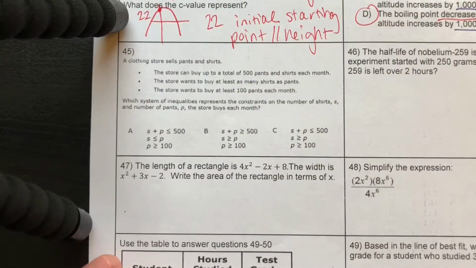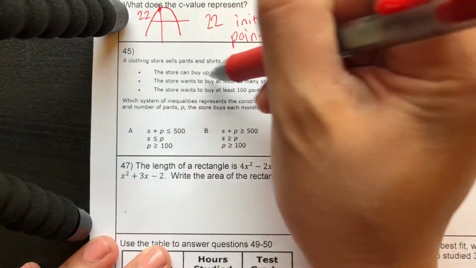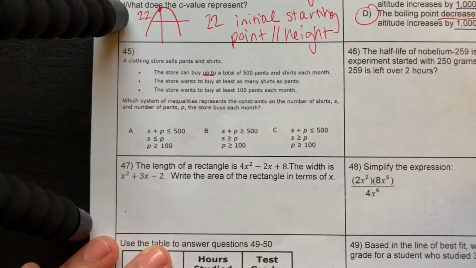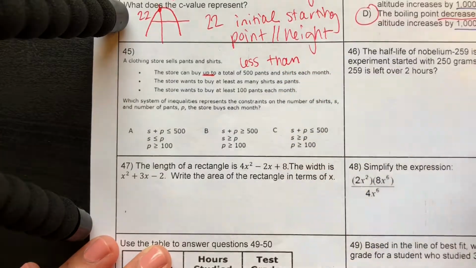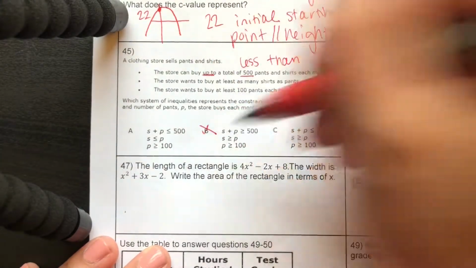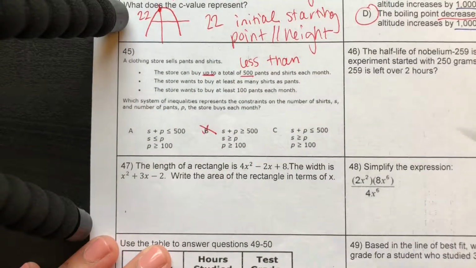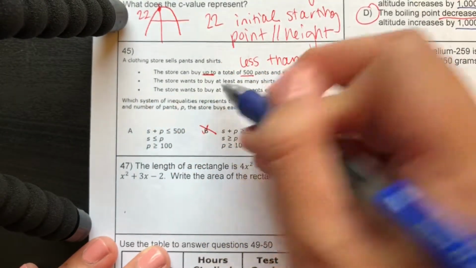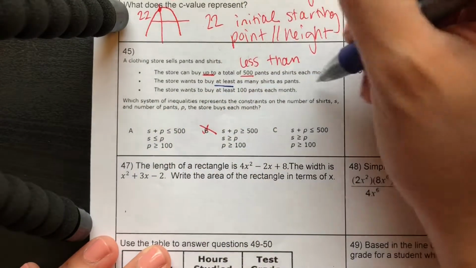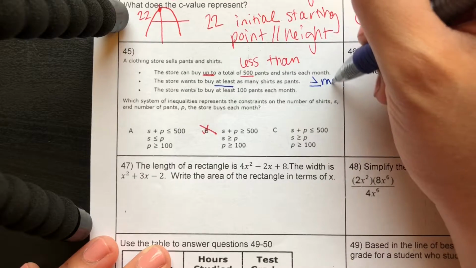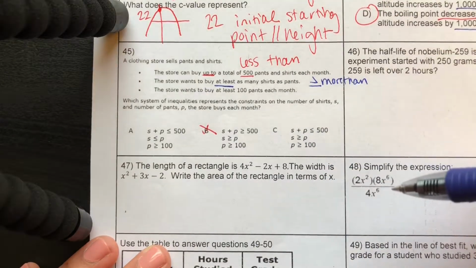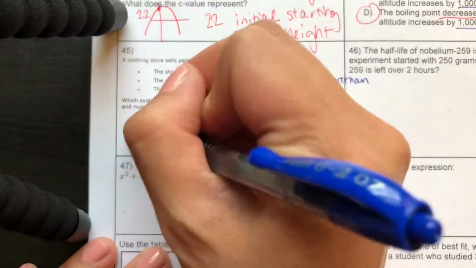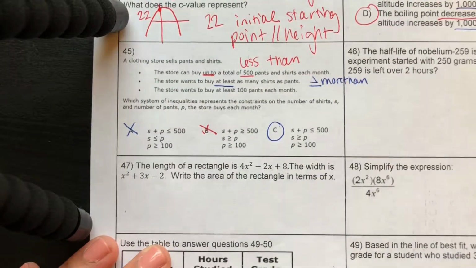Okay, so this is going to be a vocab problem. A store can buy up to. Up to means that it can buy anything less than. So I can get rid of anything that isn't less than 500. Since this is more than, I can get rid of letter B. So next, the store wants to buy at least. At least means more than. And that's more shirts than pants. So because pants is larger here, I can get rid of this, leaving C as my option.